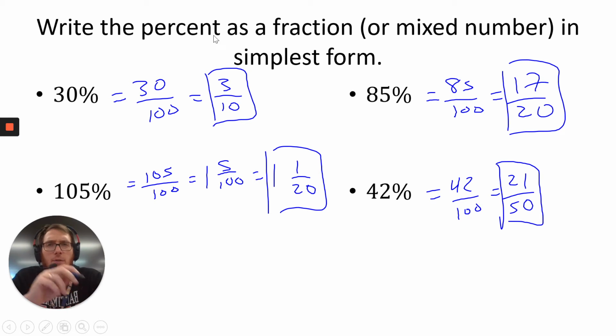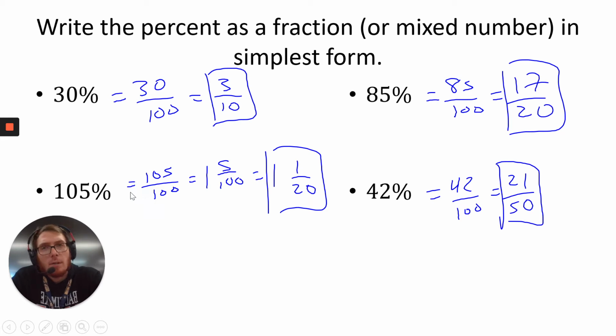So getting a percent to a fraction should be very easy. The only complicated aspect of this would be to find simplest forms. So you've got to make sure that you simplify. So for example, these two divide by 10, it is 3/10. 85 and 100 are divided by 5, and that's 17 over 20. 42 and 100 are divisible by 2, you get 21 over 50.